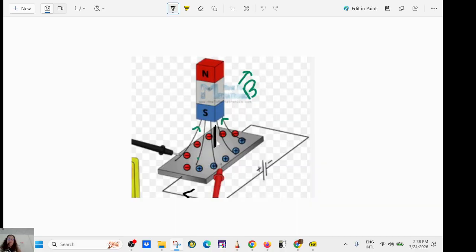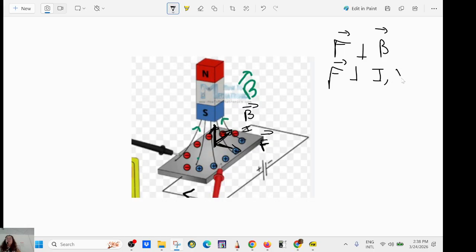So the magnetic field is going this way, the current is going that way, so the force will go that way. Current going this way, magnetic field going this way, the force going that way. It has to be in 3D. The force is perpendicular to the current, perpendicular to B. The force is always perpendicular to B, and always perpendicular to the current or to the velocity.